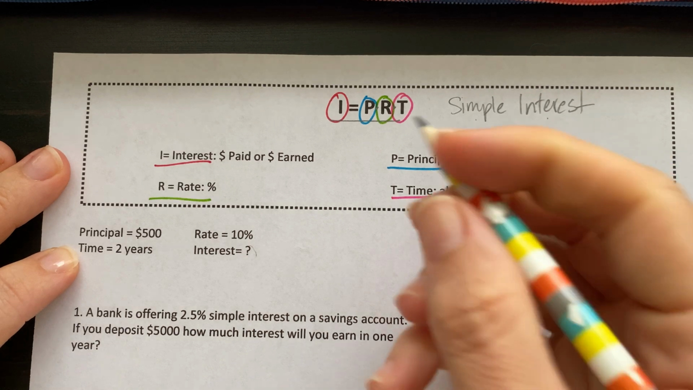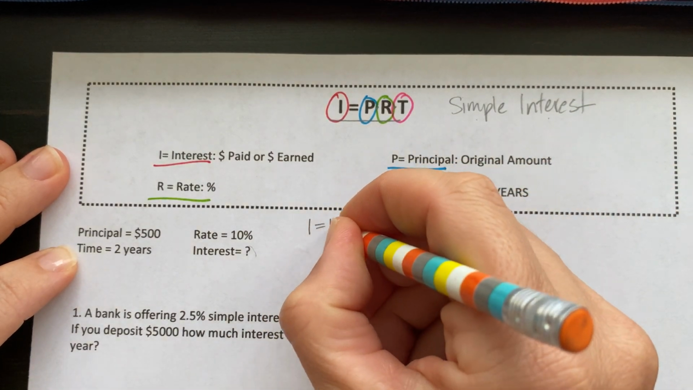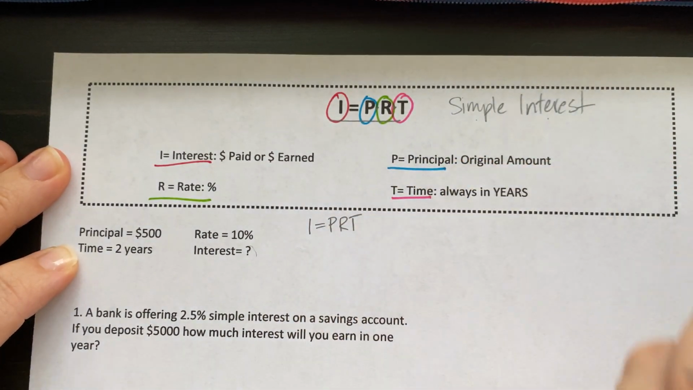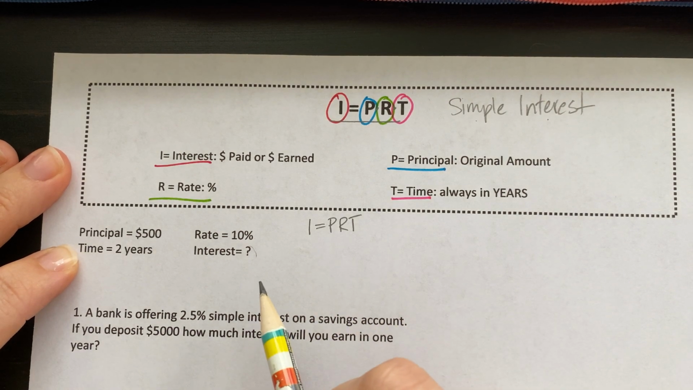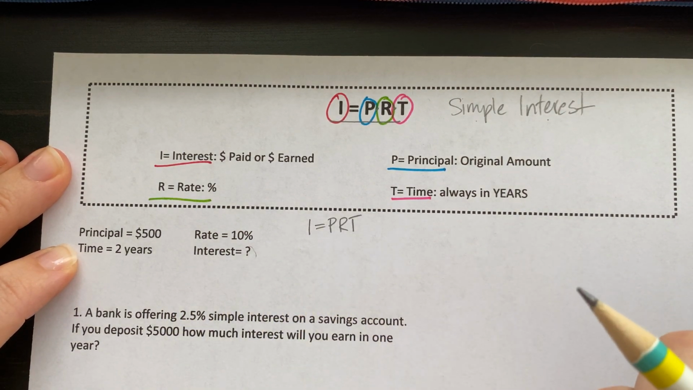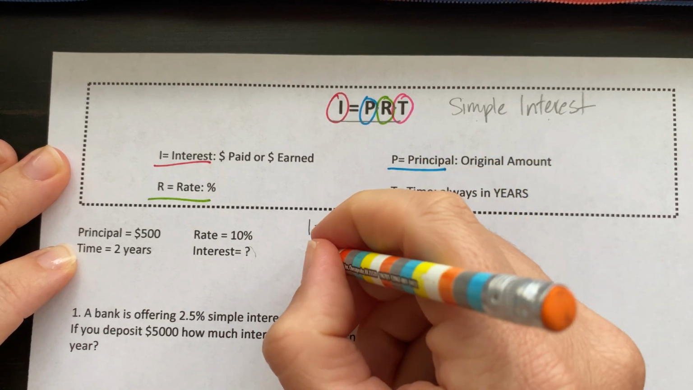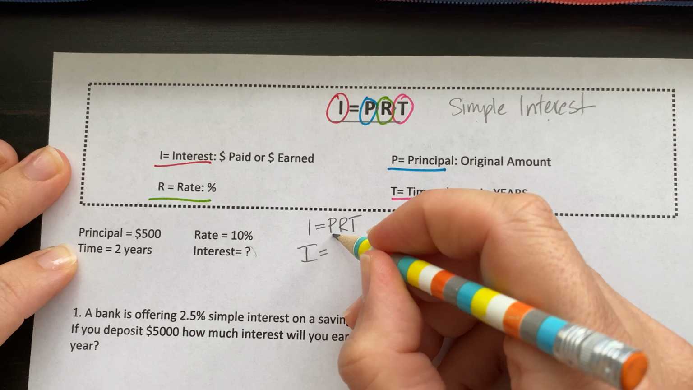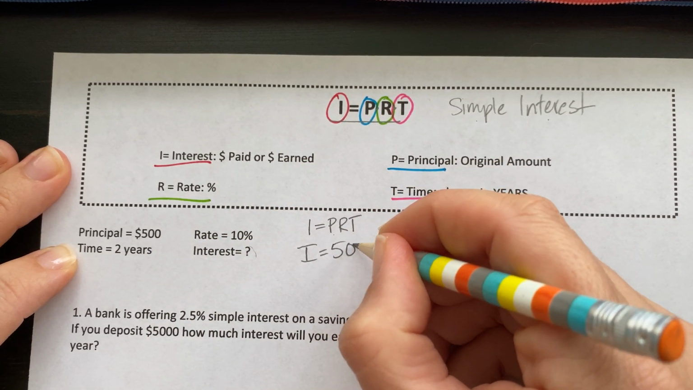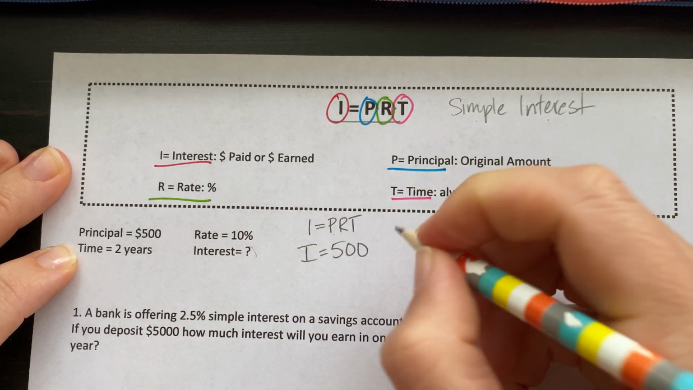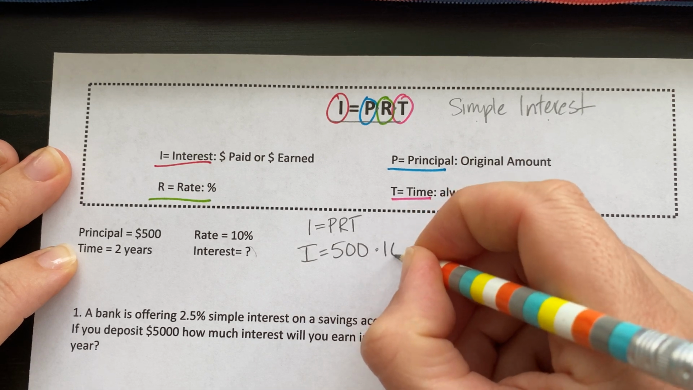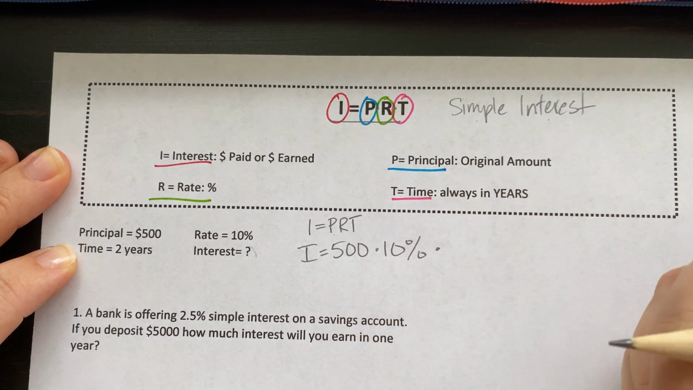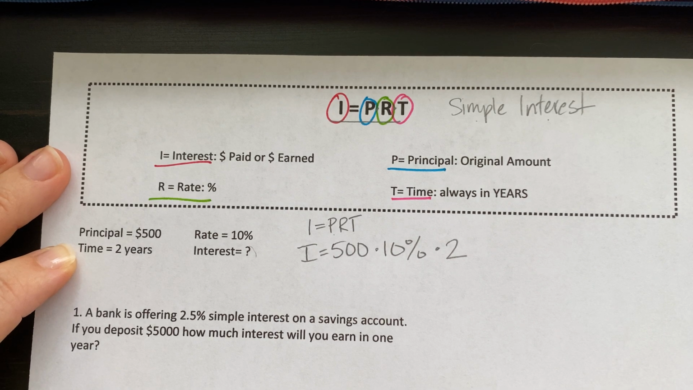So when I see a problem as interest, I just real quick write out my formula. I equals PRT. And then I just plug the corresponding numbers into the right places. So in this case, the I is what I'm trying to figure out. I don't know that one yet. The P is 500. The R is 10%. And the T is 2 years, okay?